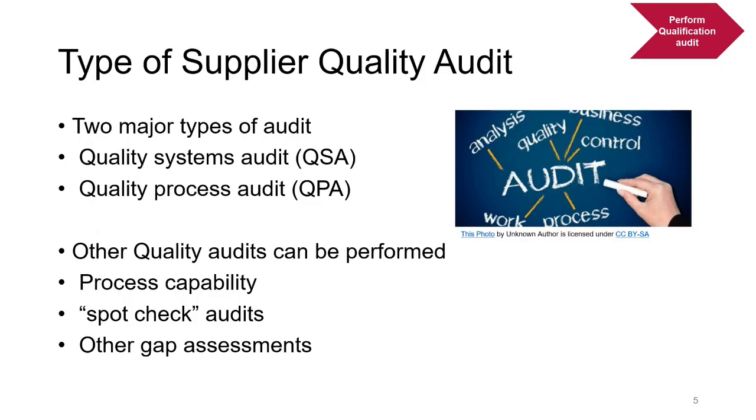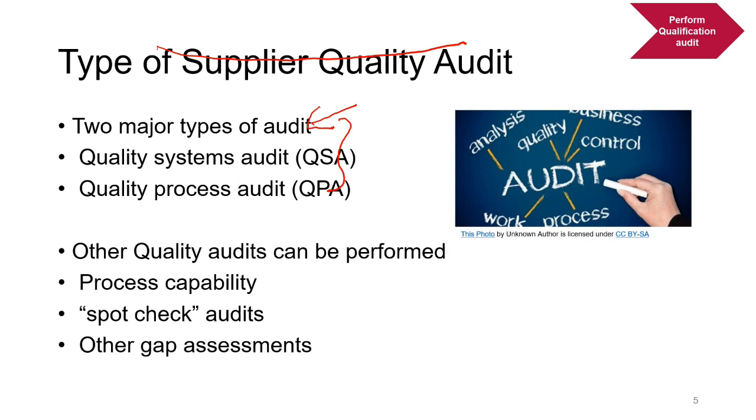We will zoom in into supplier quality audits, which normally consist of two types of audit. One is quality system audit, which is related to the quality management systems. And second is quality process audits. We will have more details in the next few slides.